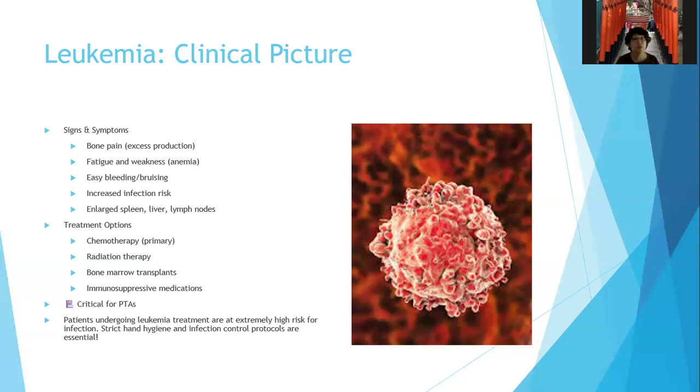So treatment options: the primary treatment option for leukemia is chemotherapy, followed by radiation and bone marrow transplants. When you get a bone marrow transplant, they have to use chemotherapy to kill off all your existing bone marrow, and then you get new bone marrow.